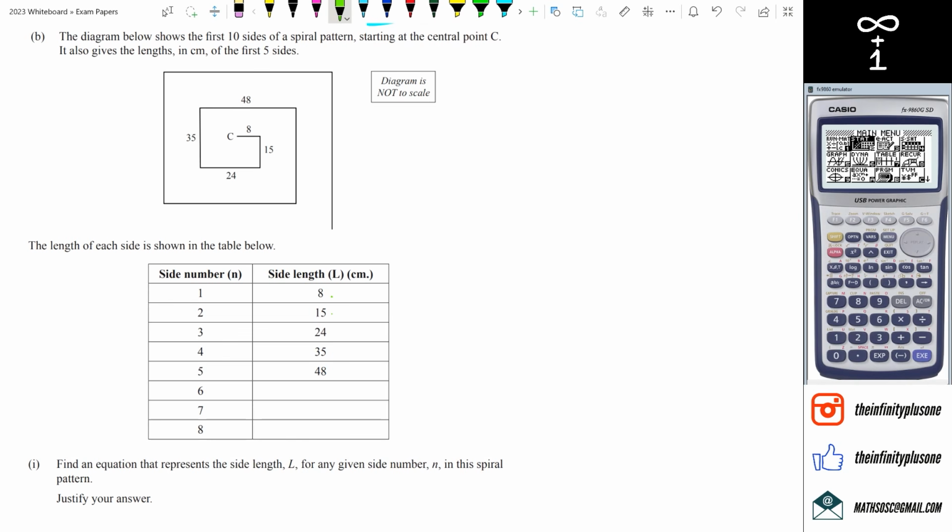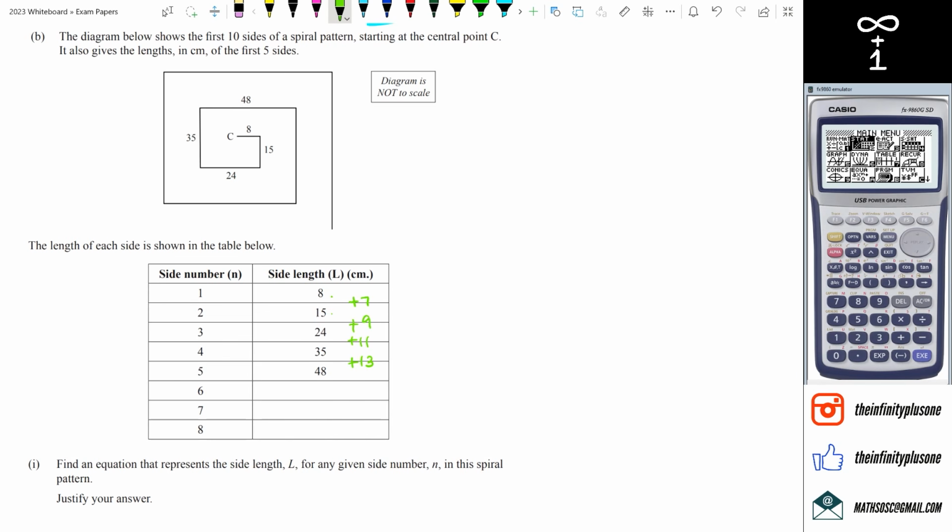So between 8 and 15, we've got +7, and then we've got +9, +11, +13. Now, if those green numbers were the same, then we know that it's a linear equation. If it's increasing by a ratio, then we know that it's going to be an exponential. But looking at these numbers, it's a gradual increase, and so we know that this is going to be a quadratic equation. So the first step, as always, I'm going to show you guys how to do this in the graphics calculator, and then I'm going to show you how to do this without a graphics calculator.